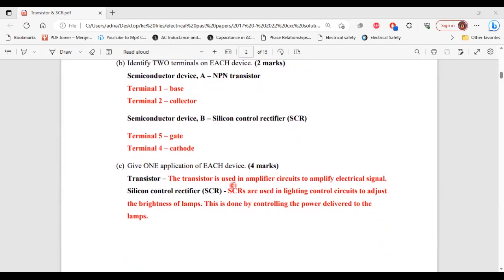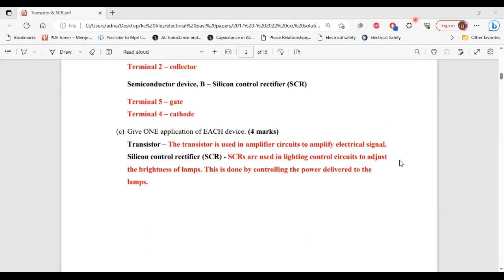For part C, it says, give one application of each device. For the transistor, it is used in amplifier circuits to amplify electrical signals. For the silicon control rectifier, it is used in lighting circuits to adjust the brightness of lamps, and it is done by controlling the power delivered to the lamps. All right, so that's it for part C, and that's it for this question. All right, so let's move on to the next question.